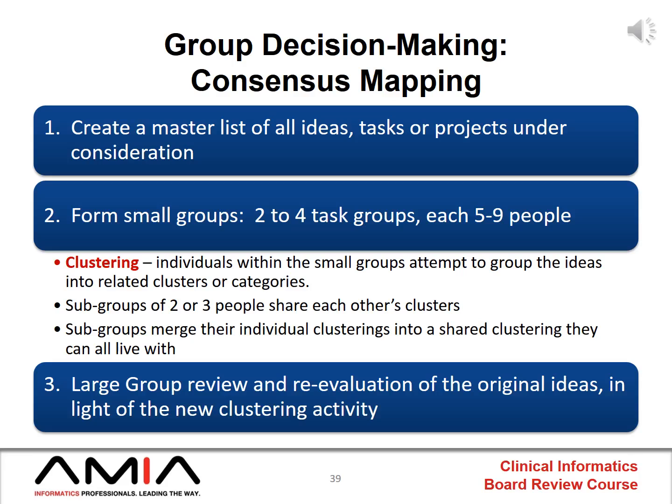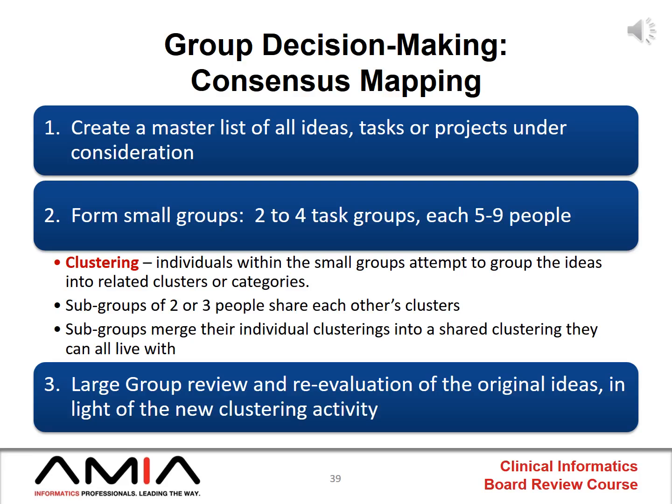The second is to form small groups, and these would be 2 to 4 task groups, each of them ideally somewhere between 5 and 9 people. Each one of the groups will be tasked with clustering the ideas or tasks into related categories. Within an individual group, there may be subgroups of 2 or 3 people which will perform their own clustering of tasks and then merge those into the group's clustering by consensus.